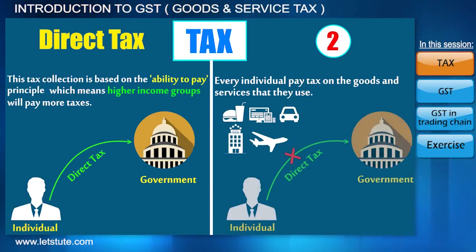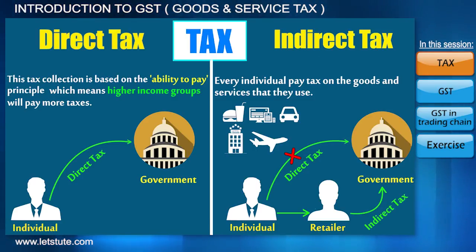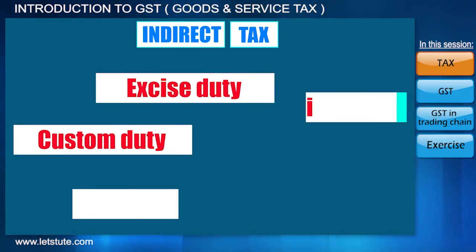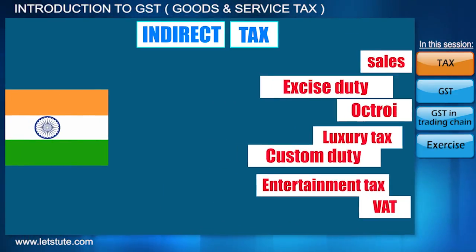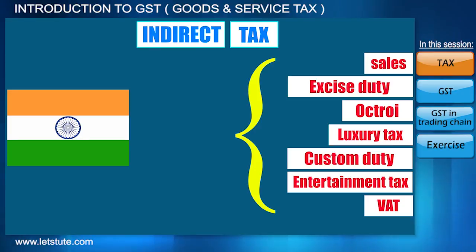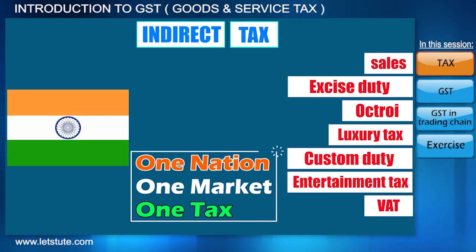These taxes are not directly paid by the consumer to government, but are paid through the person who provides us these goods and services. Hence, it is called indirect taxes. Earlier, there were many taxes in this category. Excise duty, custom duty, octroi, entertainment tax, luxury tax, VAT, etc. And rates of all those taxes in different states were different. So to make the entire tax ratio equal in all these states, to make it one nation, one market, one tax, a historic step after 69 years of the independence of India was taken.